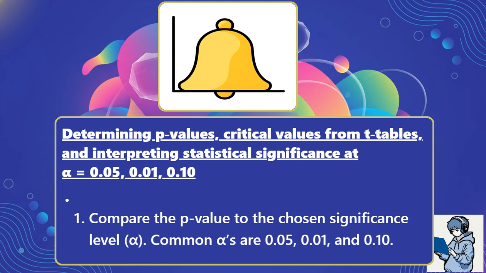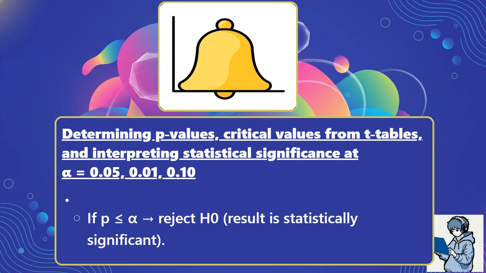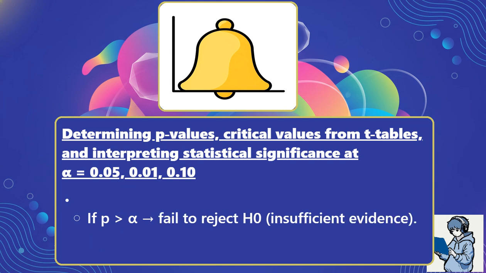Compare the p-value to the chosen significance level alpha. Common alphas are 0.05, 0.01, and 0.1. If p is less than or equal to alpha, reject H0. The result is statistically significant. If p is greater than alpha, fail to reject H0, insufficient evidence.